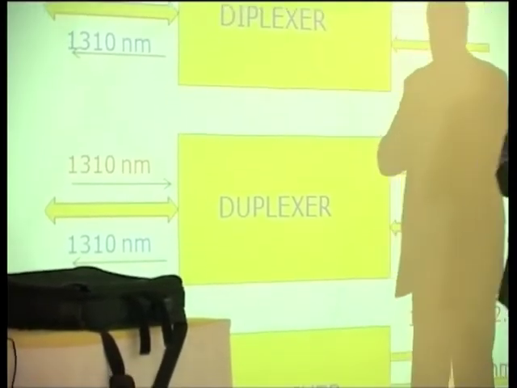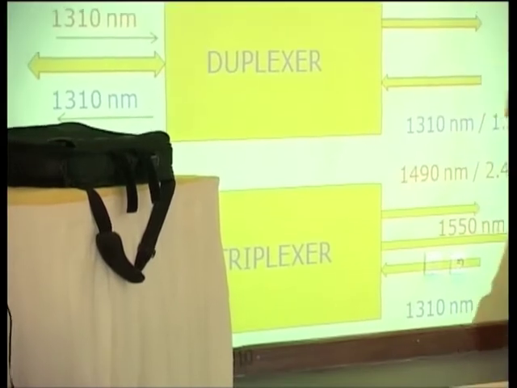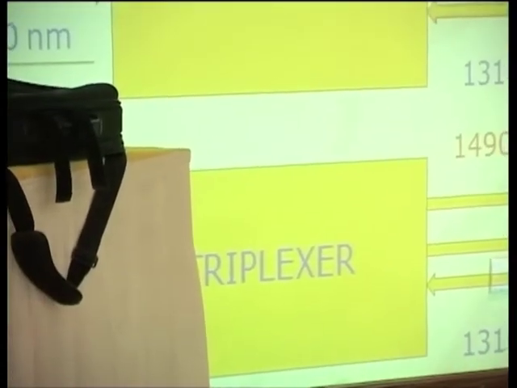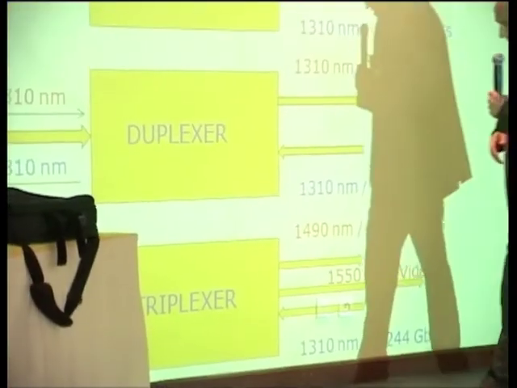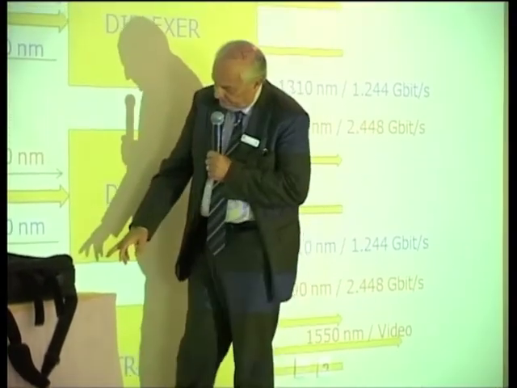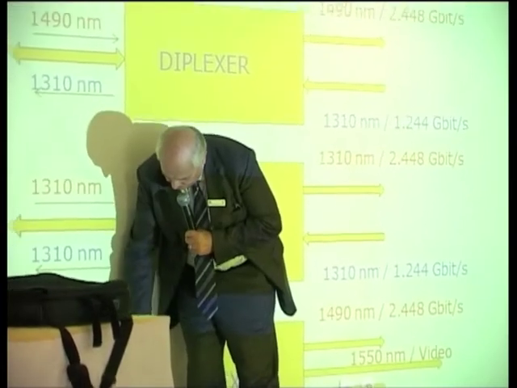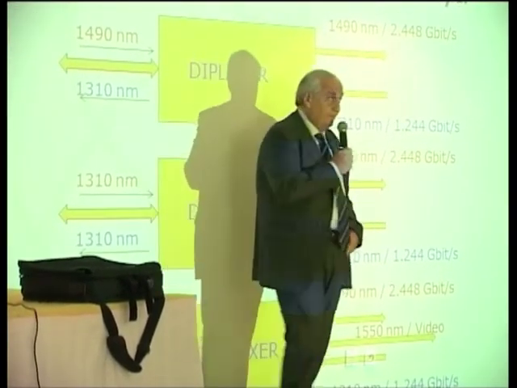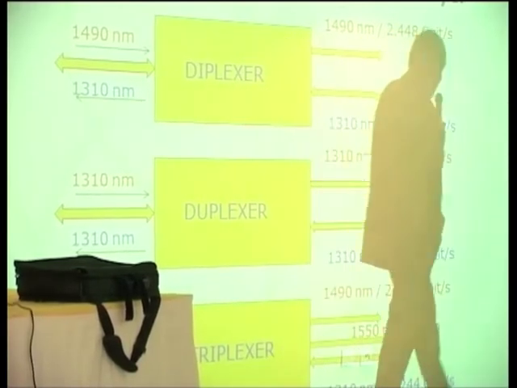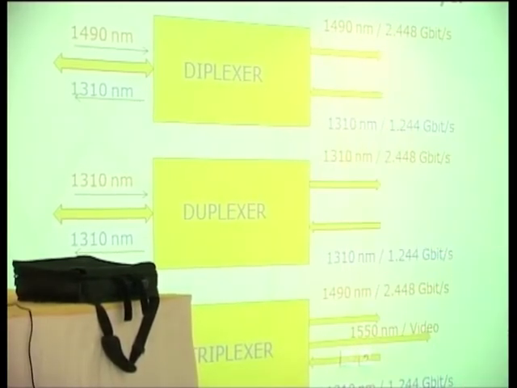The last one is a triplexer, which is used to multiplex on the same fiber data, video, data in the other direction. It should be very clear how these devices can be used.